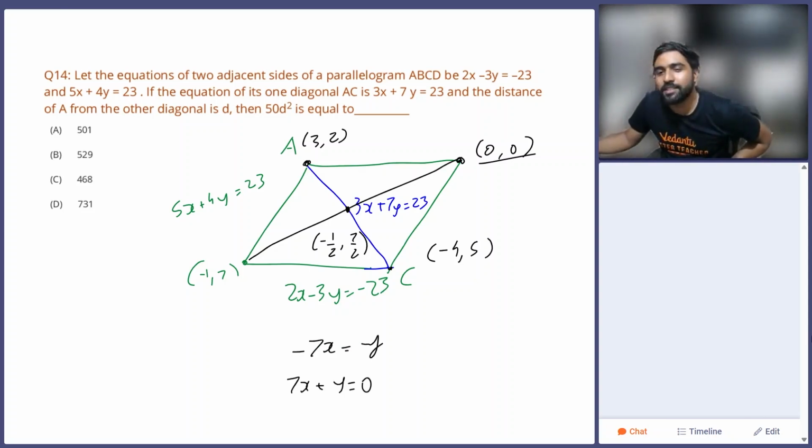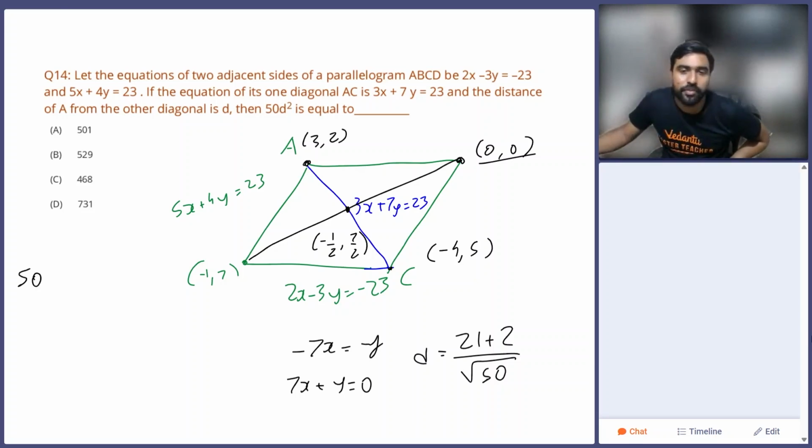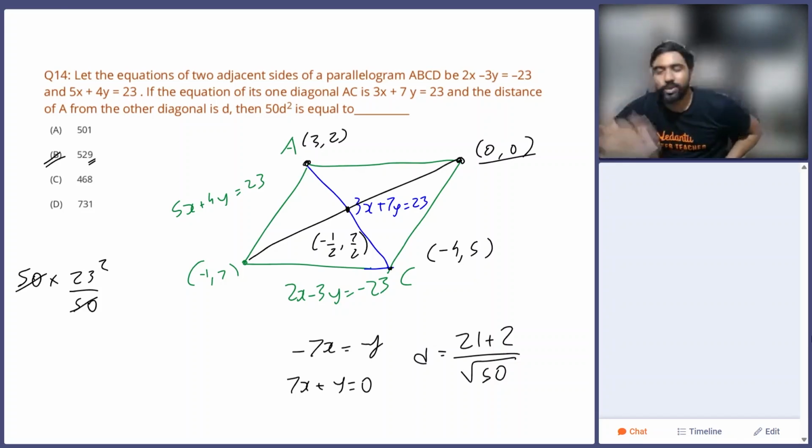Now I need to find the distance of 3 comma 2. So that will be what? 21 plus 2 divided by root of 50. So this is the distance. Achha, what we have to find is 50 into d square. So that's 50 into 23 square upon 50. That's 23 square. There's only one option ending with 9. You don't even have to find the exact value. You can say 529 will be the answer for the question. Okay, hope the idea is clear, everyone.